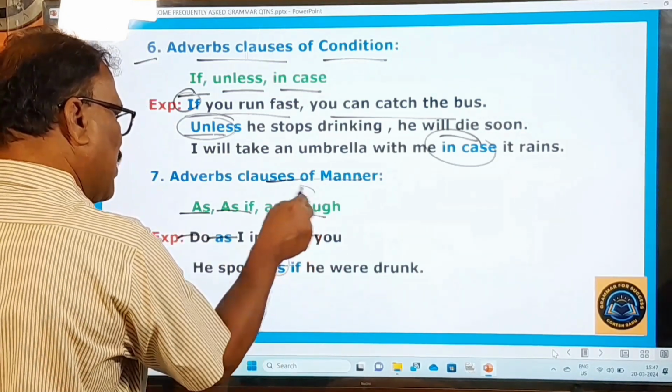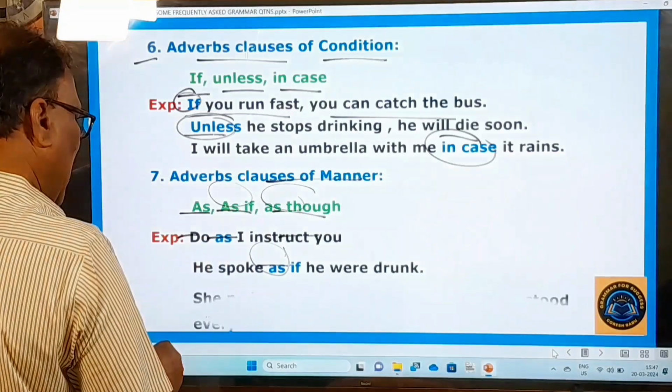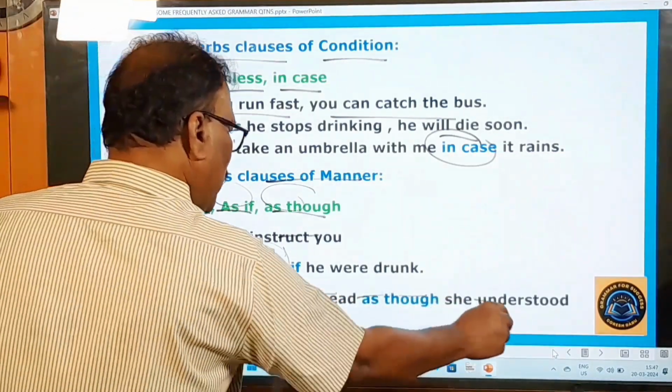As if means, as though means, vale, something like that in Telugu. She nodded her head as though she understood everything.